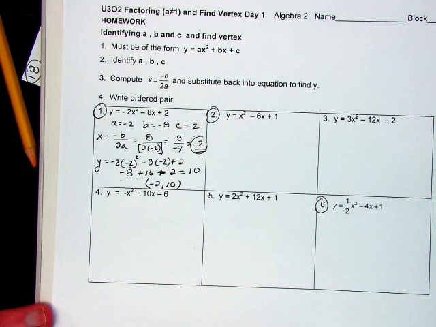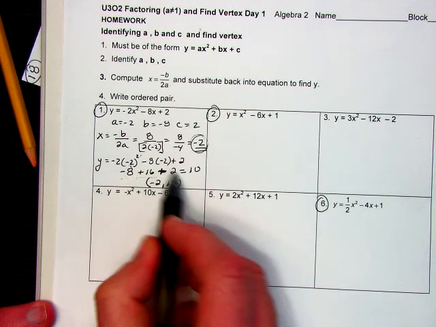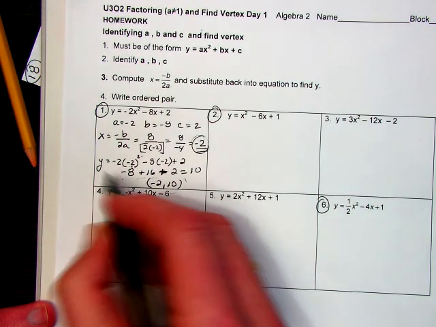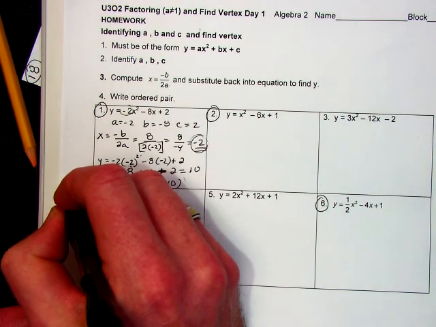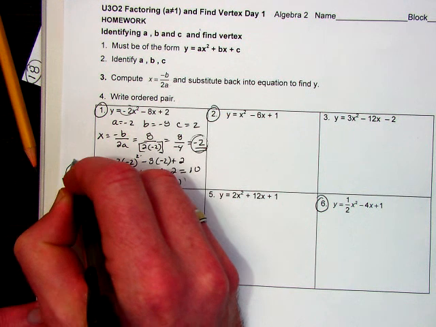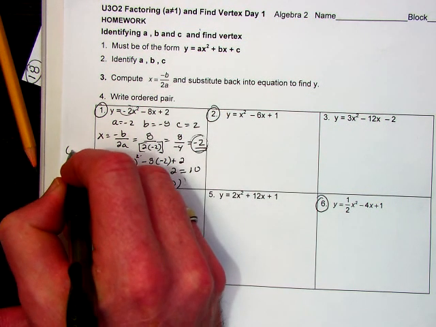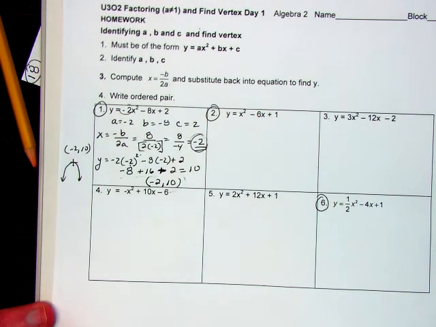Okay, a little add-on, we're not graphing these today, we're just locating the vertex. So if I were to graph this, this is a frown graph, so therefore it's a maximum and that occurs at (-2, 10). So just a connection to the graph.